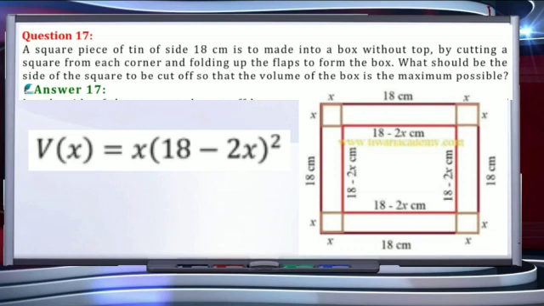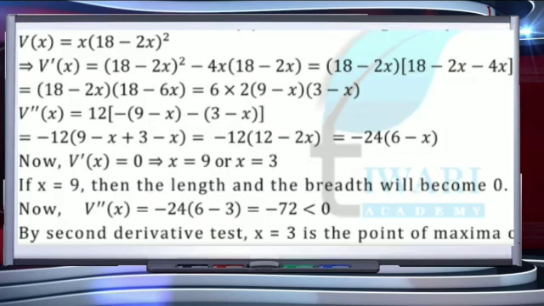Next we are going to find the first order derivative of V(x) and substitute that equal to 0. First we are finding the first order derivative, that reduces to (18 minus 2x) into (18 minus 6x). Next we are substituting that equal to 0. From here we will get x as 9 or 3. So our next step is to find the second order derivative, which comes out to be 24 into (6 minus x). Next we have to maximize this.